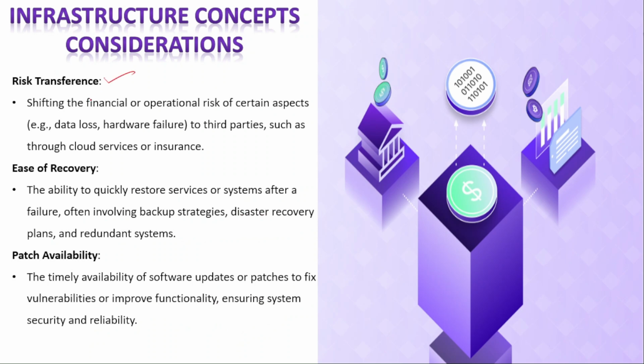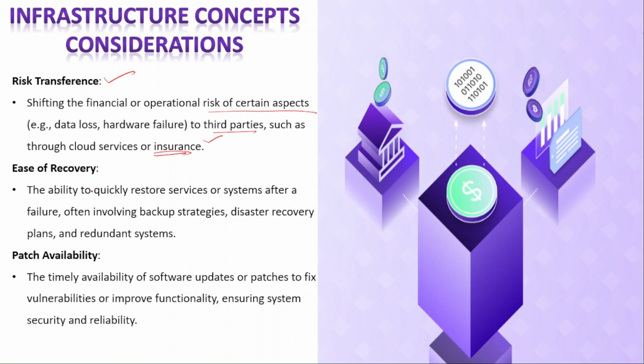Risk transference is shifting the financial or operational risk of certain effects, such as data loss or hardware failure, to third parties, such as through cloud services or insurance. This term is used in risk management. You can mitigate the risk by transferring it, by buying, let's suppose, insurance.